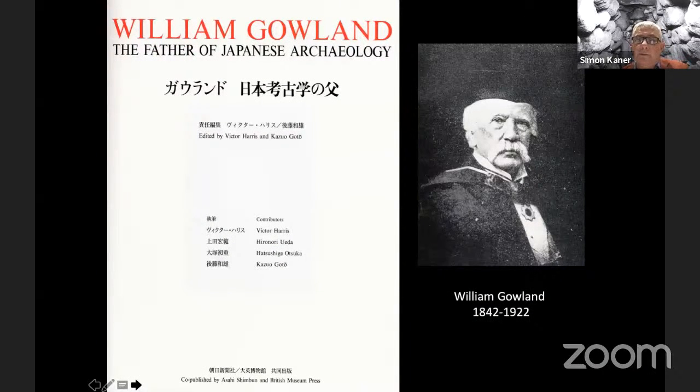Now, Gowland didn't start out as an archaeologist by any means. He was an engineer training at the Royal College of Mining, now part of Imperial College in London, hailing from County Durham in the northeast.